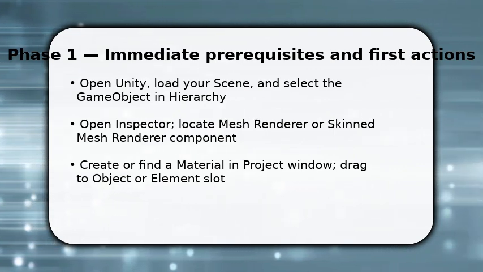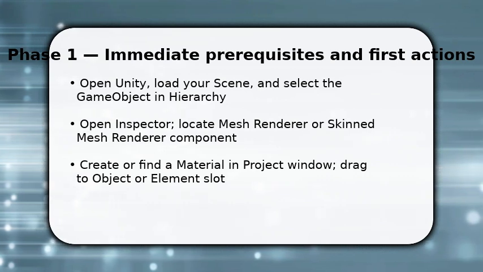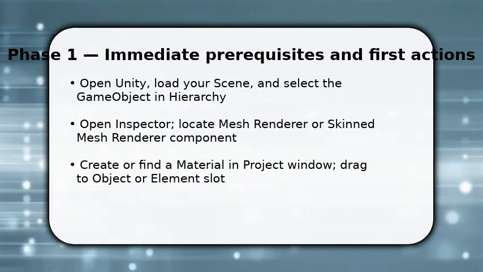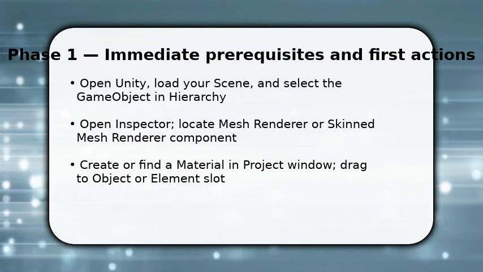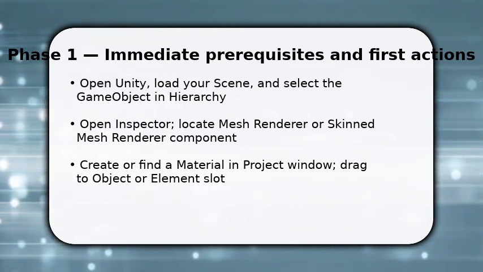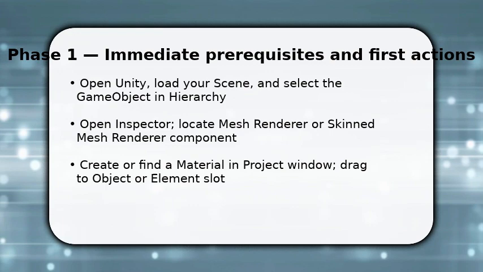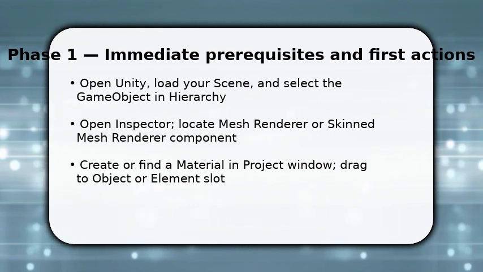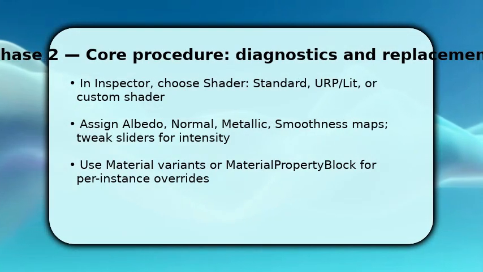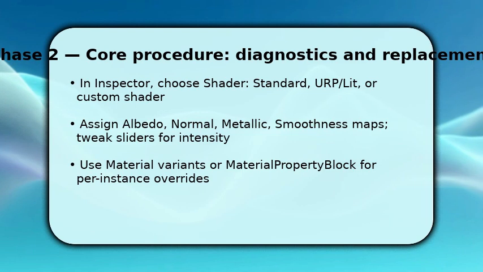Drag that material directly onto the object or onto a specific element slot in the mesh renderer. This immediately applies the shader and textures. Once done, you'll see the change in scene view, so make sure lighting and camera match the final look before moving on.